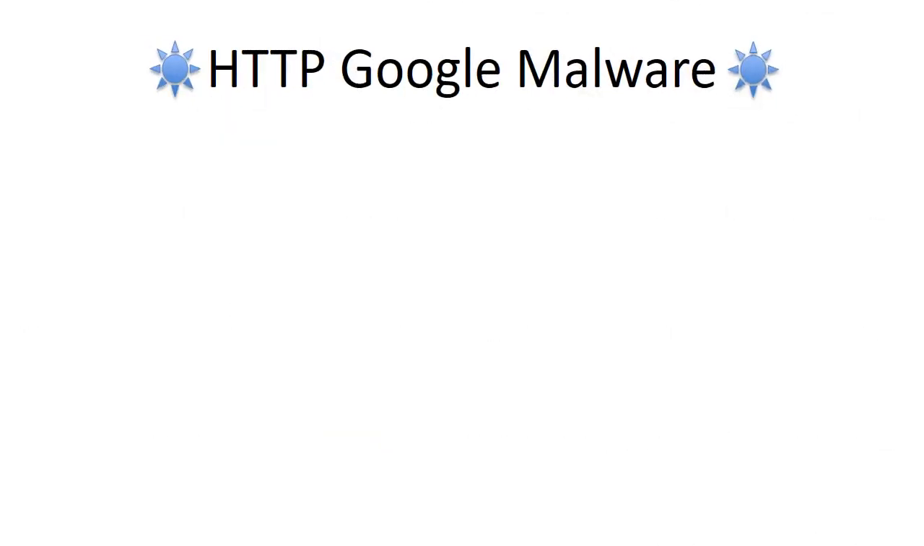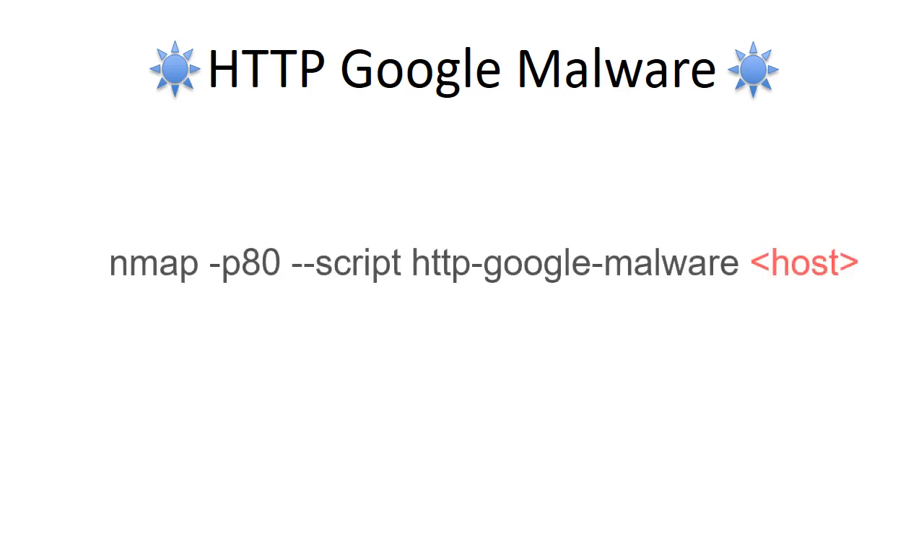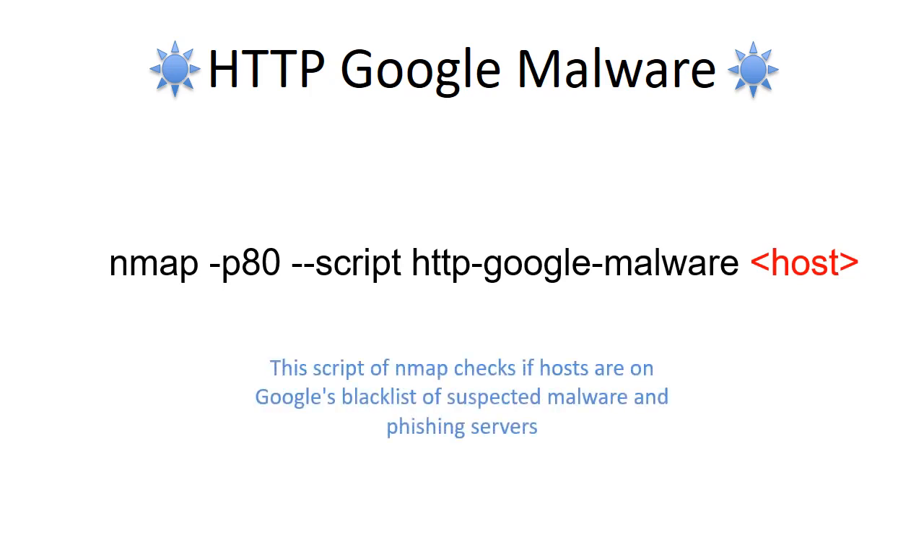Google's safe browsing technology examines billions of URLs per day looking for unsafe websites. Every day, it discovers thousands of new unsafe sites, many of which are legitimate websites that have been compromised. When it detects unsafe sites, it shows warnings on Google search and in web browsers. This script checks if hosts are on Google's blacklist of suspected malware and phishing servers. These lists are constantly updated and are part of Google's safe browsing.